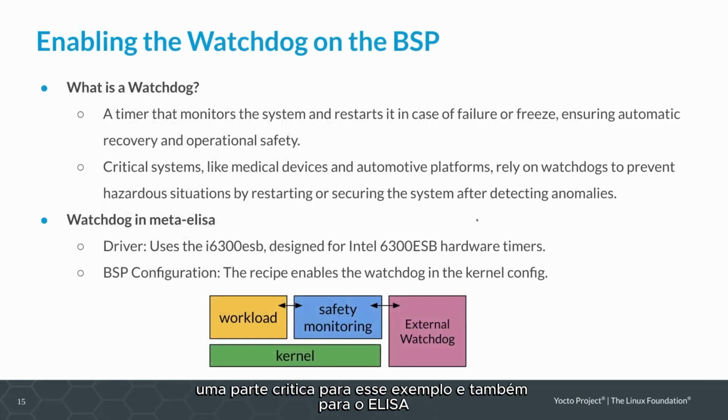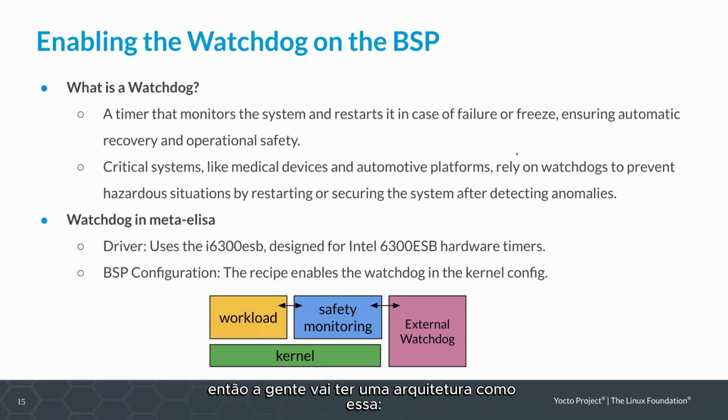One critical part of this example, and also for ELISA, for the safety guidelines, is to incorporate an external watchdog in our systems. This is very common in systems like medical devices and automotive platforms. In the microcontroller space, this is very common. In Linux, we also have applications with watchdogs, but it's less common. So for this guideline with ELISA, the external watchdog is very important for us.